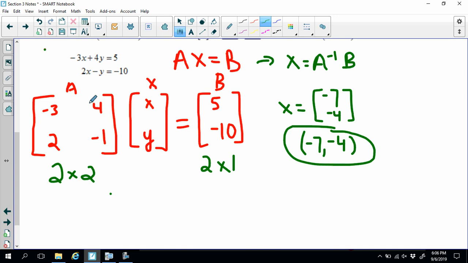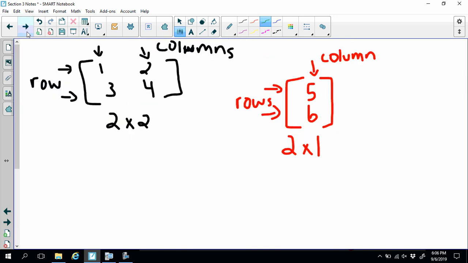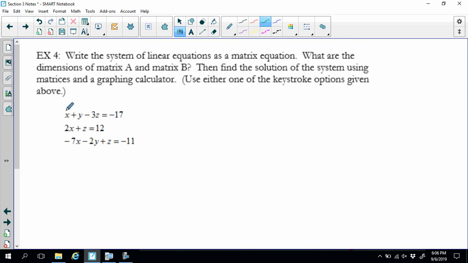Okay, let's go ahead and try another one. But now we're going to try it where we have 3 variables. So we are going to make sure we create our matrices, plug it into the calculator, and find our solution. So remember, the equation is AX equals B.